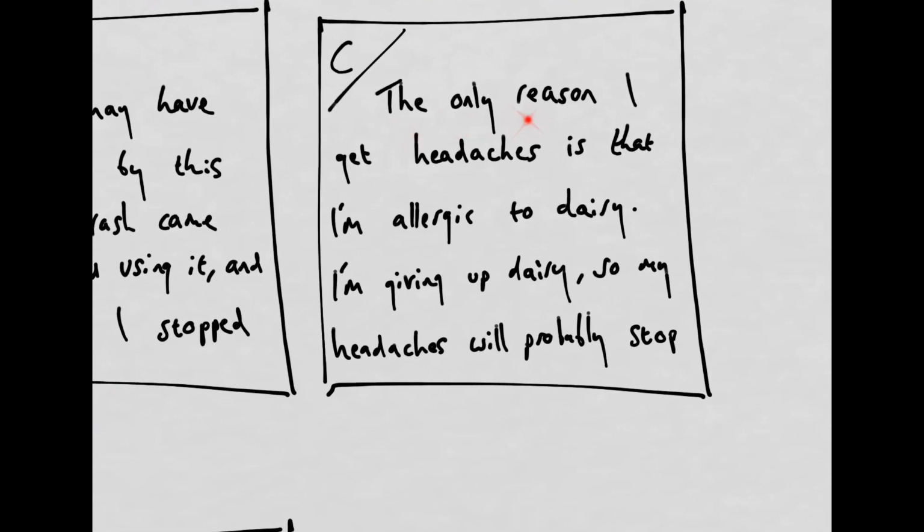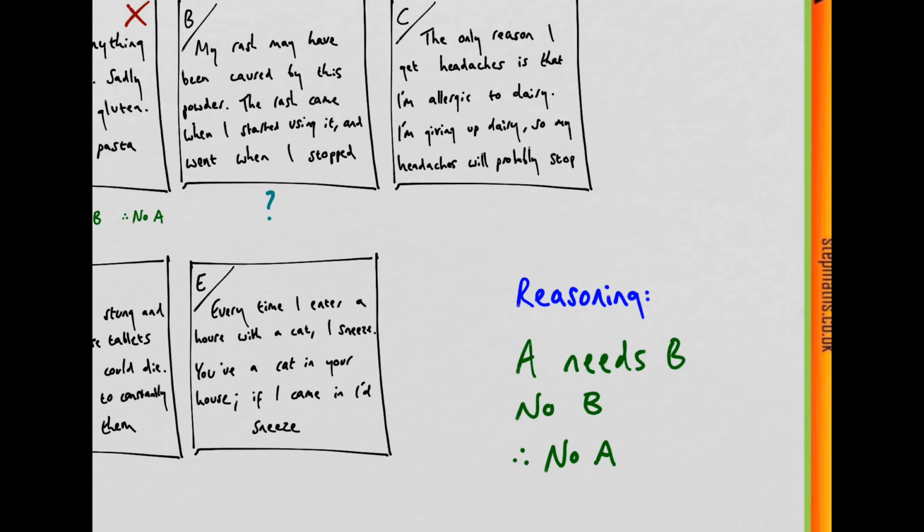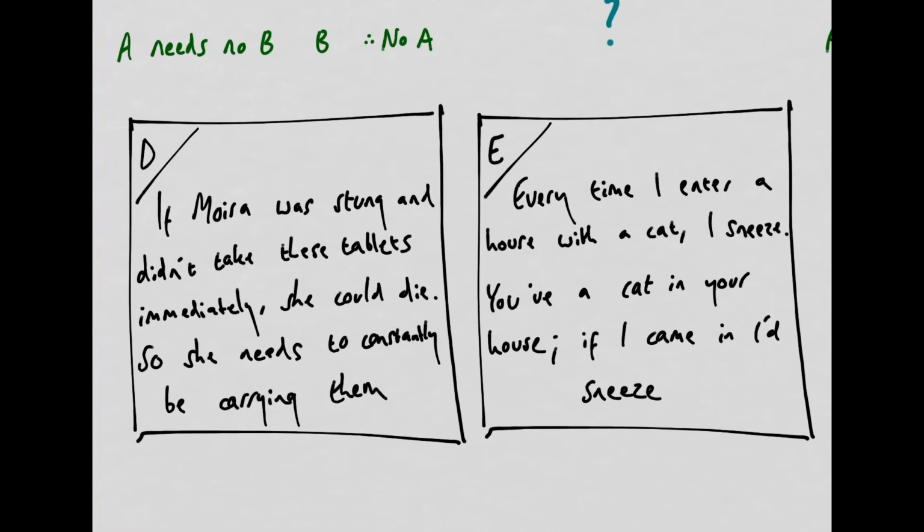So moving on to option C now. This says that the only reason I get headaches is that I'm allergic to dairy. I'm giving up dairy, so I probably won't get any more headaches. So what's the logical form of C going to look like? Well, it's going to look like something like this. A needs B, headaches need dairy, no B, no dairy, therefore no A, no headaches. And we can see, if we look at the reasoning used in the passage, that is exactly the same. So C is going to very closely parallel the reasoning used in the passage, and it looks like a promising option. But let's check D and E.